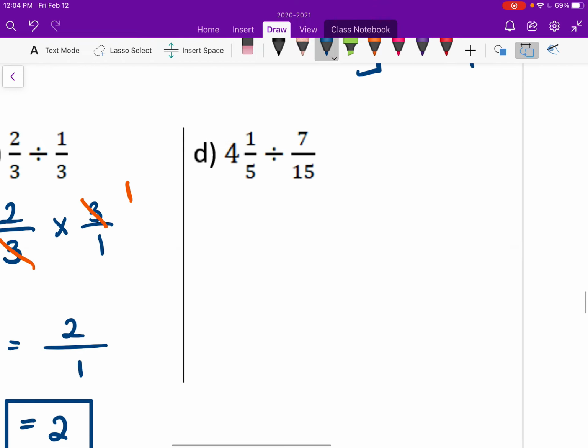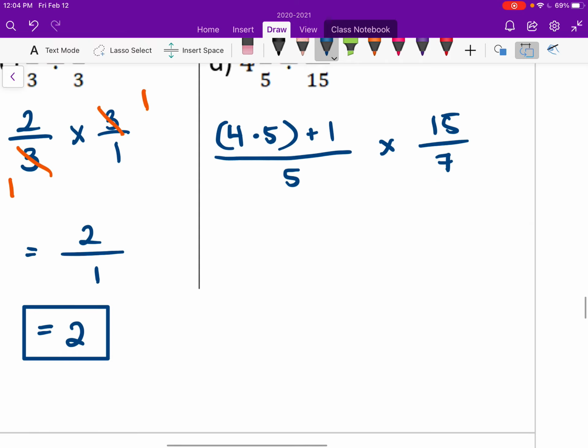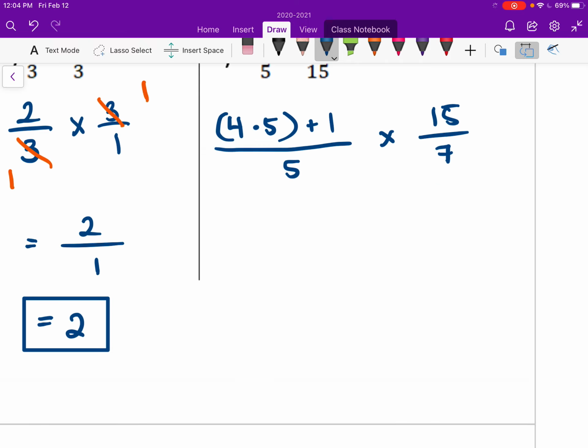And then, first things first, I got to change that mixed number. We don't like those. 4 times 5 plus 1 over 5. Keep, change the sign, flip the second one. Right? Let's solve our first fraction. So we have 21, right? 4 times 5 is 20, plus 1 is 21, over 5 times 15 over 7.